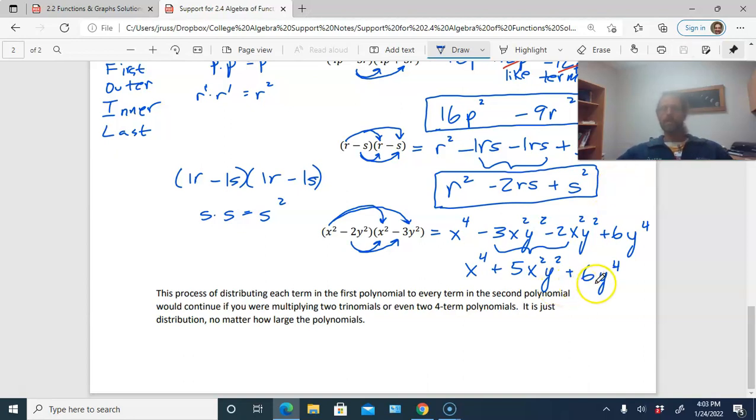And so that's it. This is now another trinomial. This is what you would call a trinomial in two different variables, because we have both x's and y's. So we won't see many of these in college algebra.